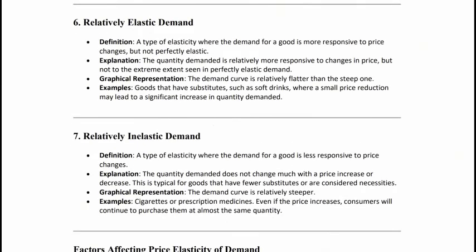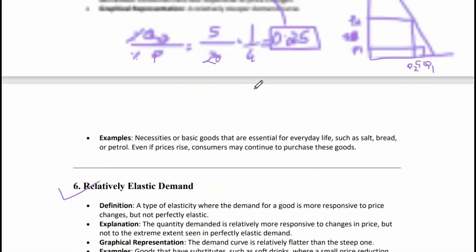Let me check if we can go through the relatively elastic demand and relatively inelastic demand. The relatively elastic demand is very similar to the elastic demand, except that in this type of elasticity, the demand for the good is more responsive to price changes, but not perfectly elastic. So the quantity demanded is relatively more responsive to changes in price, but not to the extreme extent seen in perfectly elastic demand. So it does change, but not like perfectly elastic demand. So it is like this.